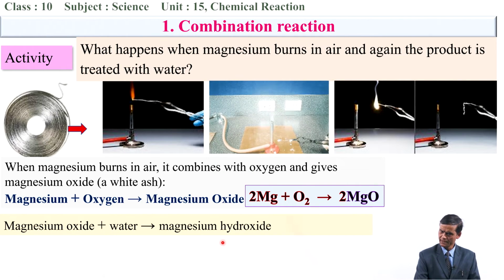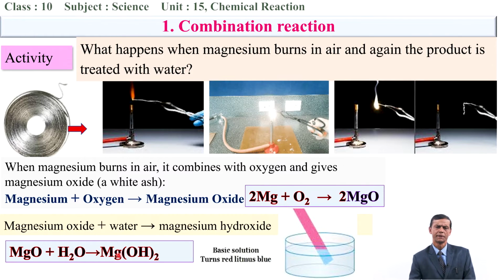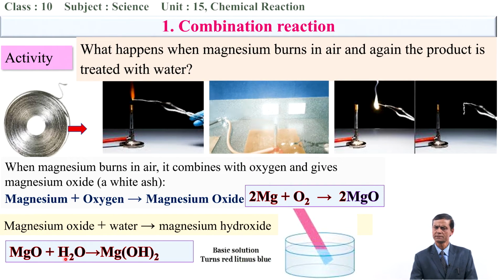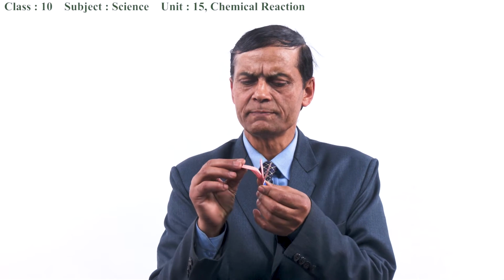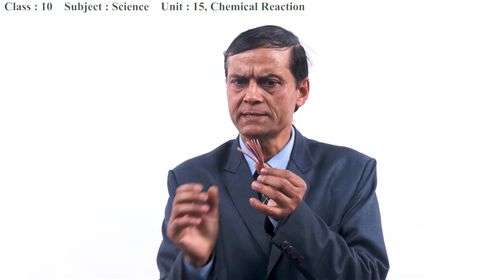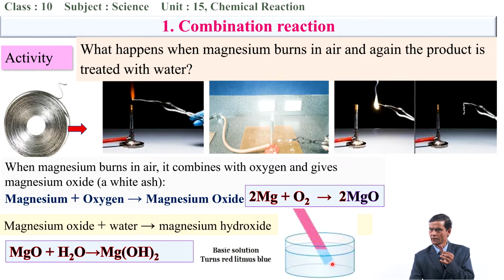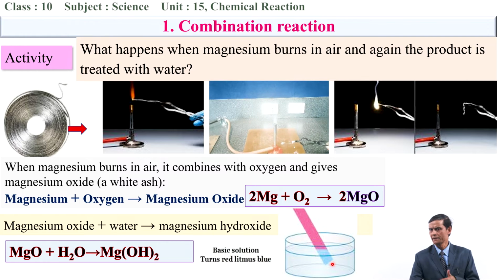Let's represent it by a chemical equation. Look at it. Magnesium oxide plus water gives magnesium hydroxide. This magnesium hydroxide is a basic solution. It has basic character. It is an alkali, so it changes red litmus paper into blue color. Do you know? This is red litmus paper. This red litmus paper is converted into blue color. Why? Because the solution is alkaline, a basic solution.